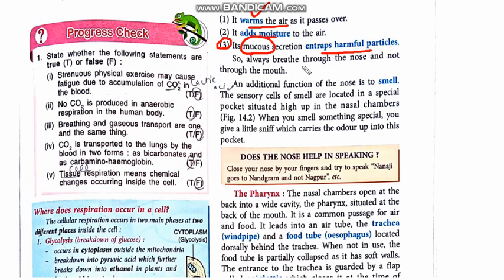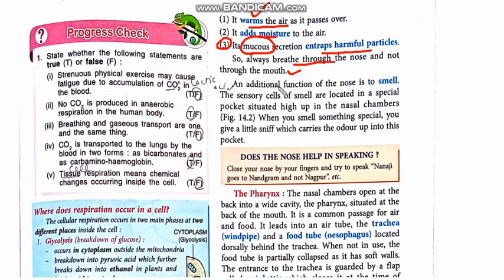So we should always breathe through the nose and not through the mouth. It is always advisable, because when we are breathing through our mouth, the larger particles and the harmful particles directly go into our body. But when we are breathing through our nose, some large particles are entrapped by our hairs and some by the mucus.